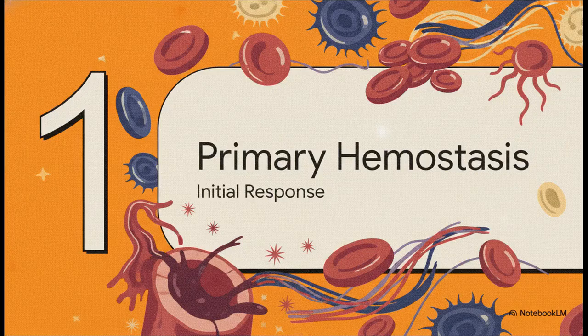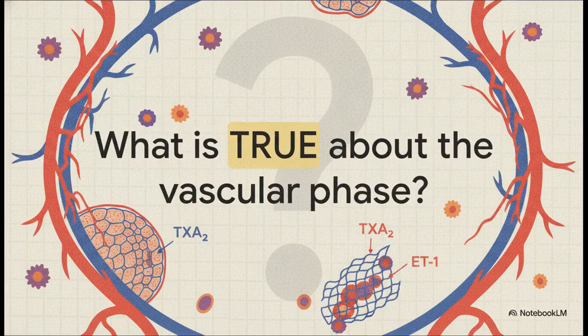emergencies. Section 1. Primary hemostasis mechanisms. This is the initial vascular and platelet response to injury. All right, let's hit our first question regarding the vascular phase. Which of the following is true?